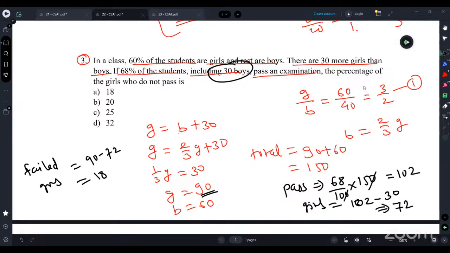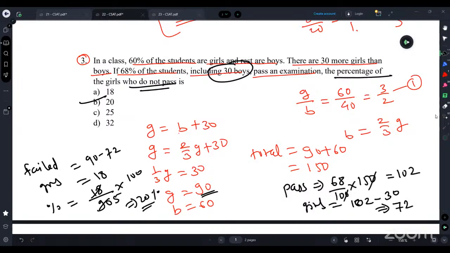But what do we want to find out? The percentage of girls who do not pass. We want to find out the percentage. So that will be 18 by 90, because the total is 90 girls. So 18 by 90 is what basically? 18 fives are 90, right? So you have 1 by 5, which will be basically 20%. So 20% is the correct option B. Okay.